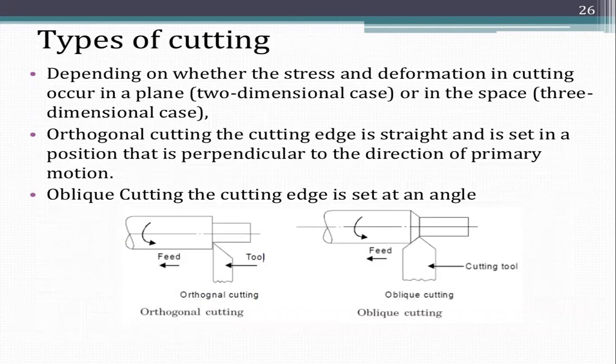Next, types of cutting. In these types of cutting, there are two types. The first one is orthogonal and the other is oblique, depending on whether the stress and deformation in cutting occur in a plane or in a space.